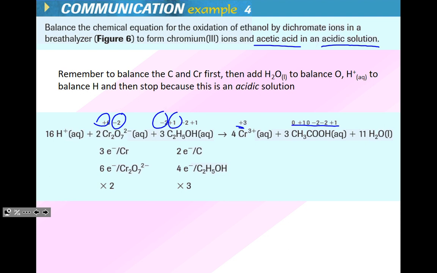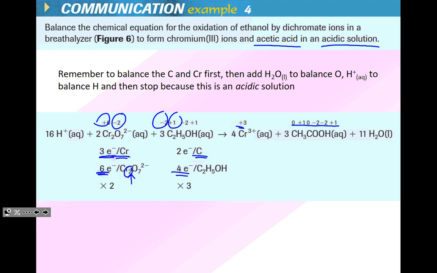All the oxidation numbers have been assigned. We take a look to see where the change was. The change came from chromium and carbon. We know that we have to make these guys balance. Before I balance, we have to just make sure that we assign the proper number of electrons per element. So there's 3 for every chromium. There are 2 chromiums there. We have to multiply 3 by 2.